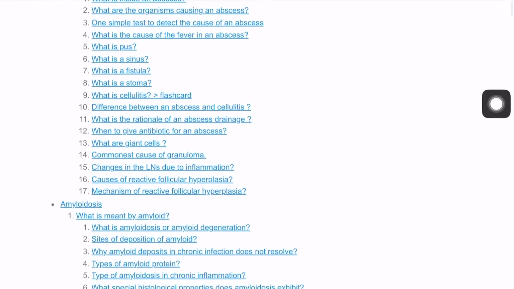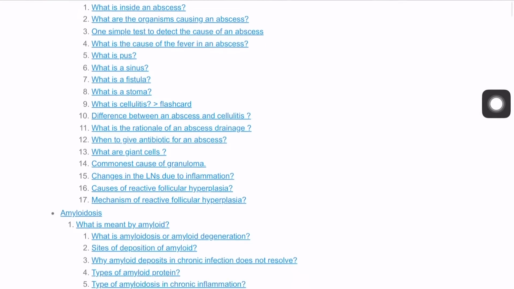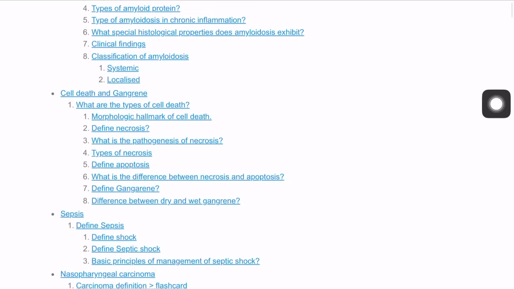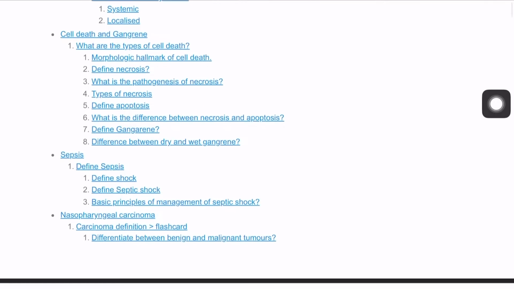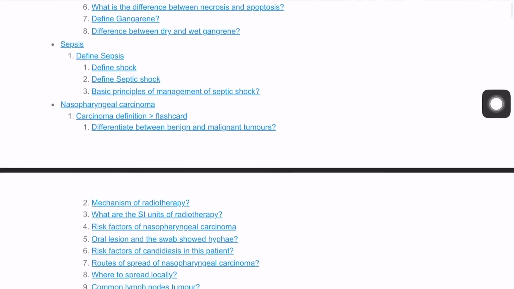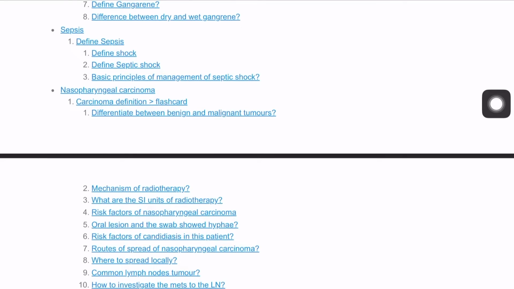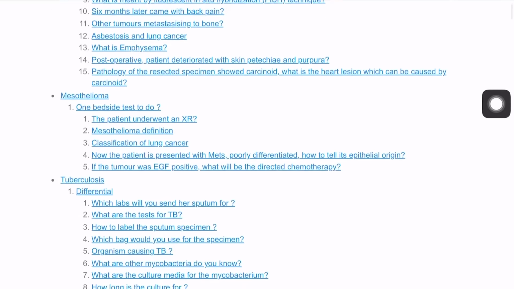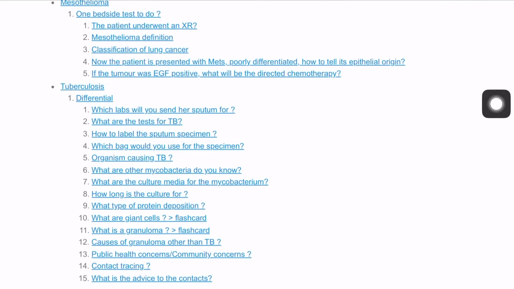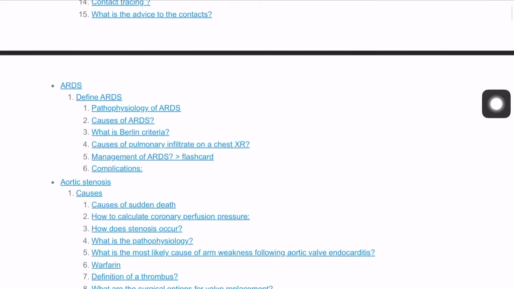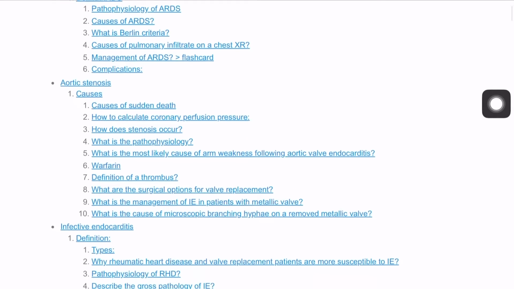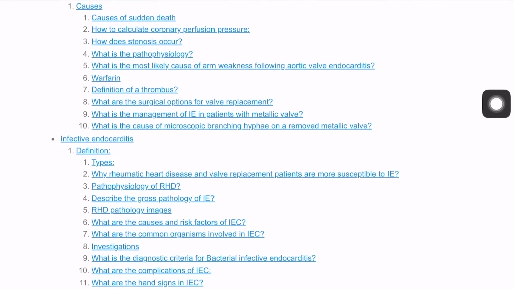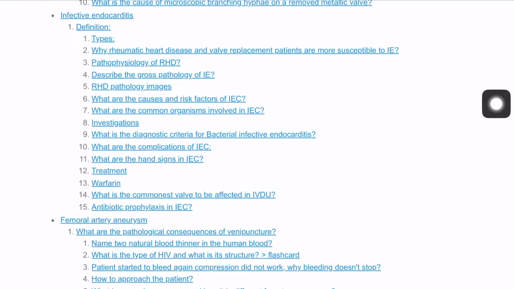All right, so can you see here we have the abscess, then amyloidosis, then the cell death and gangrene. As you see, the general theme for those three topics are your general pathology questions. And then we go to sepsis, and then you're going to start with the GIT tract. Starting from the nasopharynx with nasopharyngeal carcinoma, moving forward to asbestosis, lung cancer, mesothelioma, tuberculosis, and these are respiratory tract, and then moving to adult respiratory distress syndrome, still in respiratory tract, and then you have the cardiac, like aortic stenosis, infective endocarditis, and so on and so forth, right?